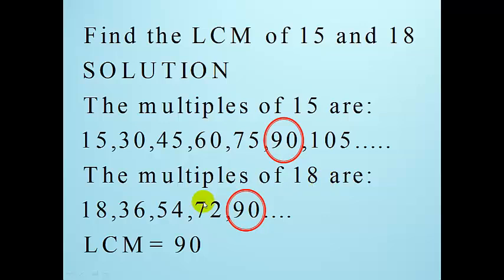The multiples of 18 are, we have 18. Plus 18, 36. Plus 18, 54. Plus 18, 72. Plus 18, 90, in that order.